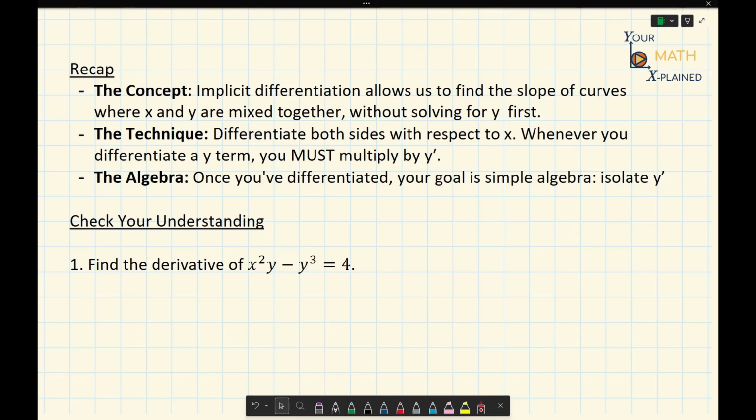But you must always keep in mind that y is still a function of x, which means every time you differentiate a y term, you need to apply the chain rule and multiply by y prime, or in other words, multiply by dy dx. And once you've differentiated, our goal is to isolate dy dx, and it can be in terms of both x and y.